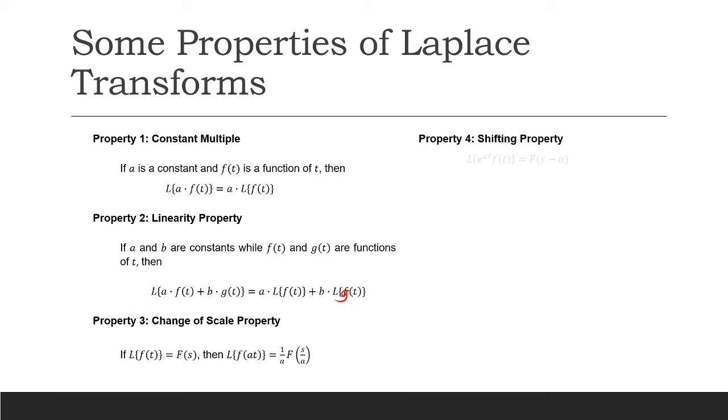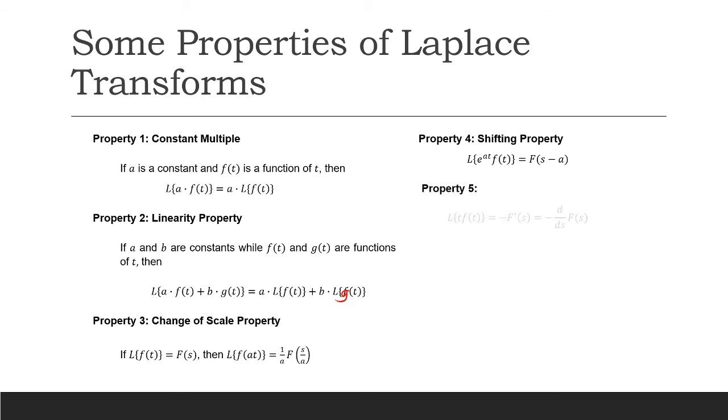Next, we have property 4, shifting property. And that is, if we have L, or the Laplace of e raised to at, f of t, then the Laplace transform is F of s minus a. So, kung merong e raised to a constant times t na nakamultiply sa f of t mo, so the Laplace transform is simply the Laplace transform of f of t, pero gagawin mong, yung s mo is gagawin mong s minus a.